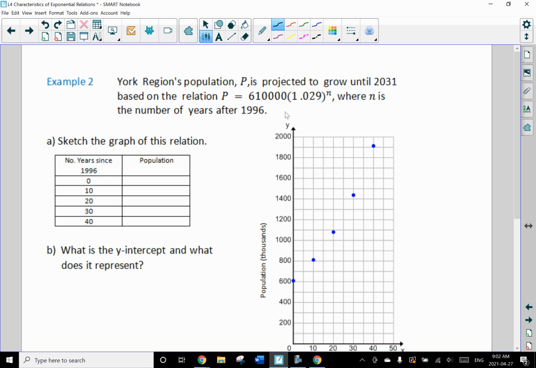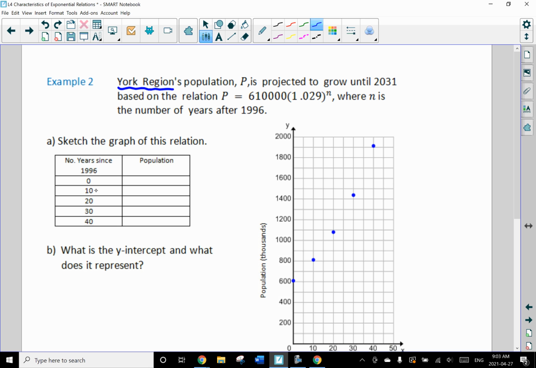So with this question, it talks about population growth, and this happens to be human population growth. And they're looking at York, which is Southern Ontario, Toronto area, projected to grow until this year at this rate, where n is the number of years after 1996. So if we're going from 1996 up, we're looking at what are the trends.